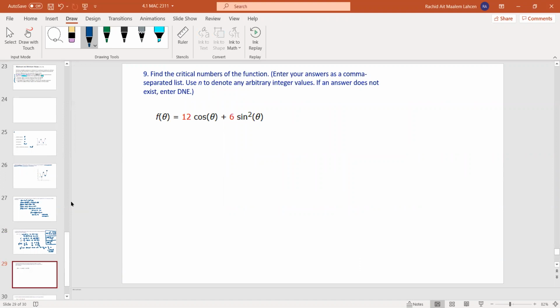So for number 9, similarly, we need to find the derivative to find any critical value or number. So we need the sine theta. We need the chain rule for this one. Sine theta times its derivative. And that's a 12.